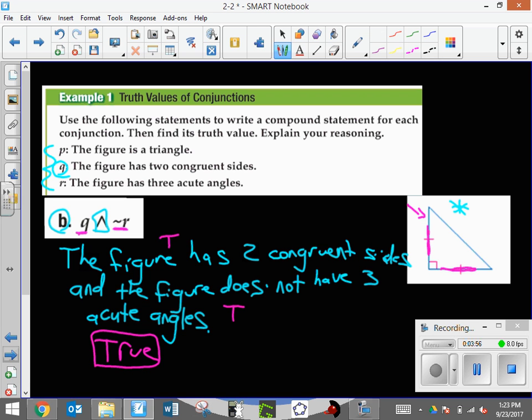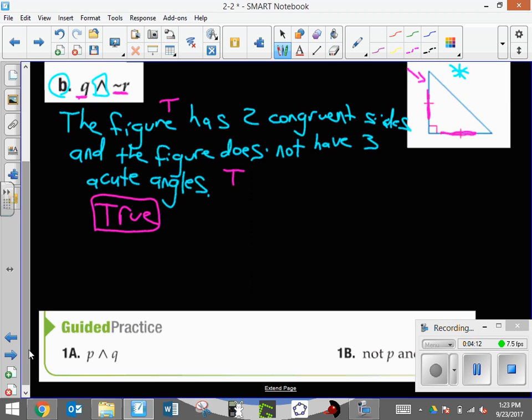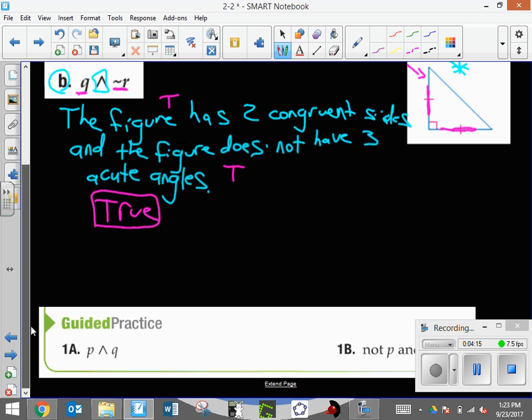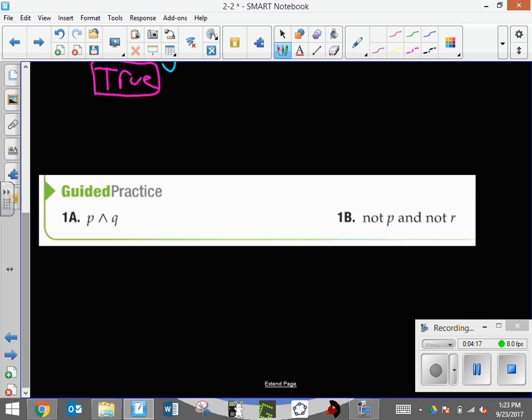This is the actual one that I want to see. You may use these little T's in here to help keep it straight, but I'm looking for the truth value of the entire compound statement along with your statement. Okay, we'll do one more here. Let's do 1B down here at the bottom. Not P and not R. If I was to use that in symbols, that would look like this. Not P and not R. We're going to write that compound statement as well.